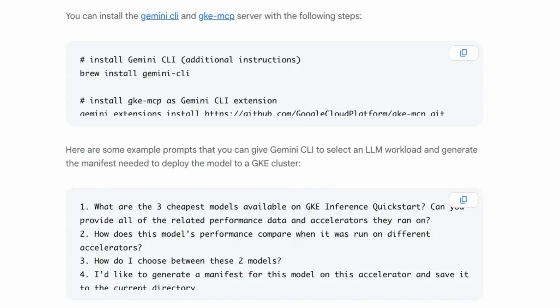Now moving on to Google Cloud: use Gemini CLI and GKE Inference Quickstart to pick cost-effective LLM setups. So now you can use GKE's Inference Quickstart, which integrates with Gemini CLI via MCP to generate manifests and give data-driven cost-performance recommendations for LLM inference on GKE.